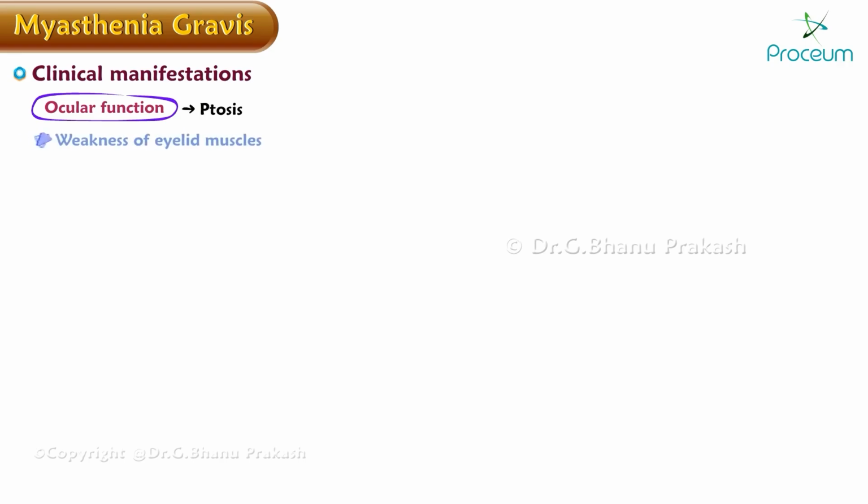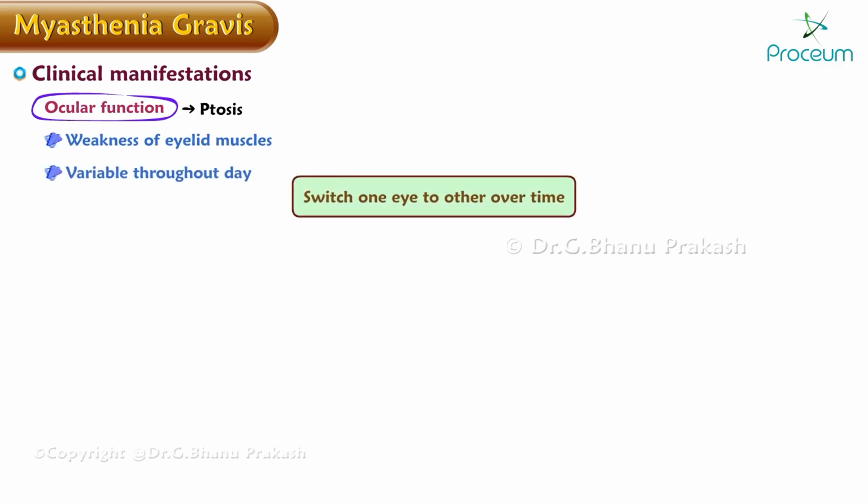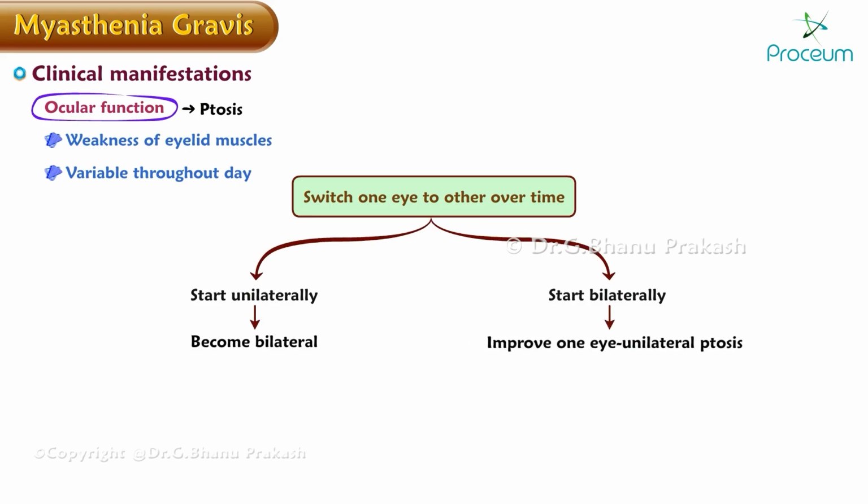Ptosis. Weakness of the eyelid muscles can lead to ptosis, the degree of which can be quite variable throughout the day. It may switch from one eye to the other over time. Ptosis may start unilaterally and then become bilateral, or may start bilaterally and improve in one eye, resulting in unilateral ptosis. At times, it may be so severe as to occlude vision.